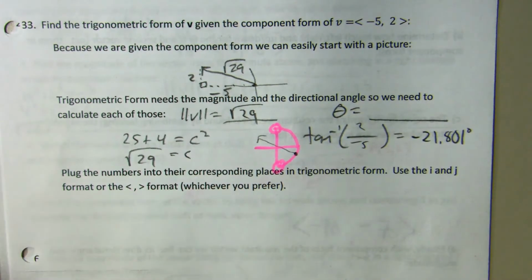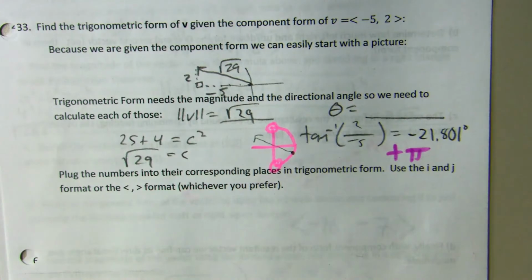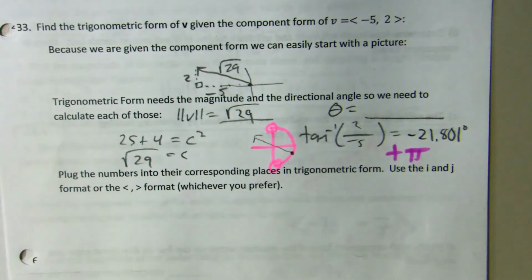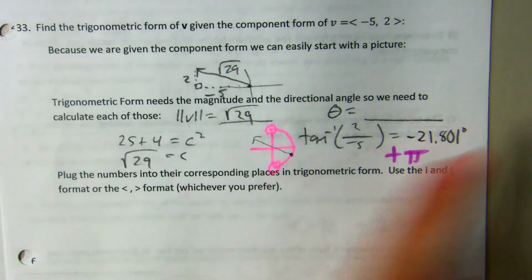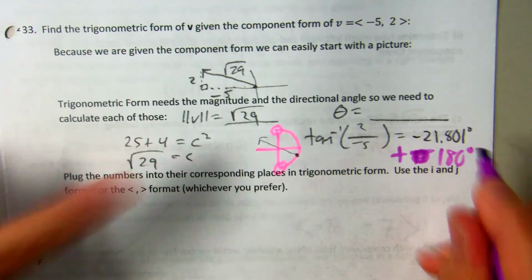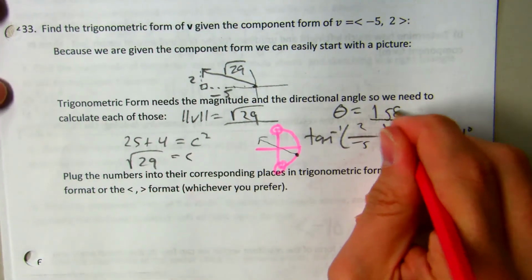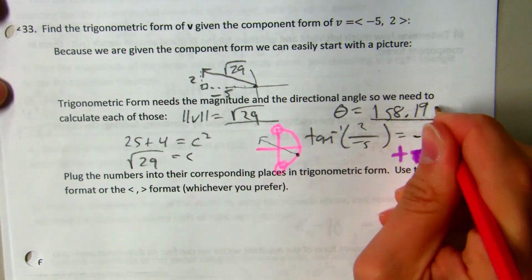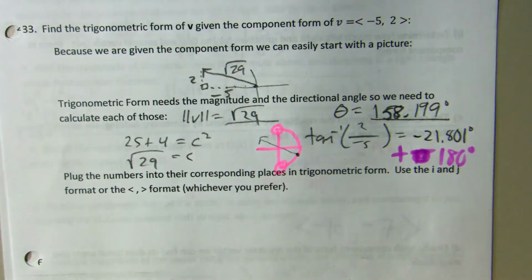So when it was incorrect, you don't always do this, but when it was incorrect, you need to add half of that, or I guess add 180 in, because this is degrees, to keep our units consistent. But the real angle is 158.19 degrees.